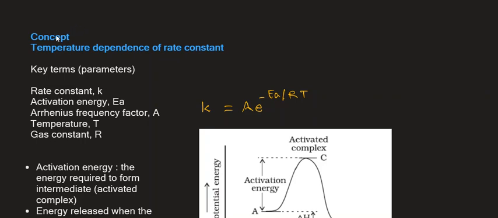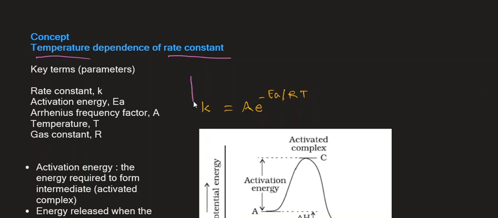In this session, let us discuss the temperature dependence of rate constant. It means how the rate constant, that is the speed of the reaction, varies with respect to temperature. So we should be aware of some key terms, that is the parameters like rate constant, activation energy, that is the energy of activation, Arrhenius frequency factor, temperature, then gas constant. These are the very important parameters associated with this concept, temperature dependence of rate constant.